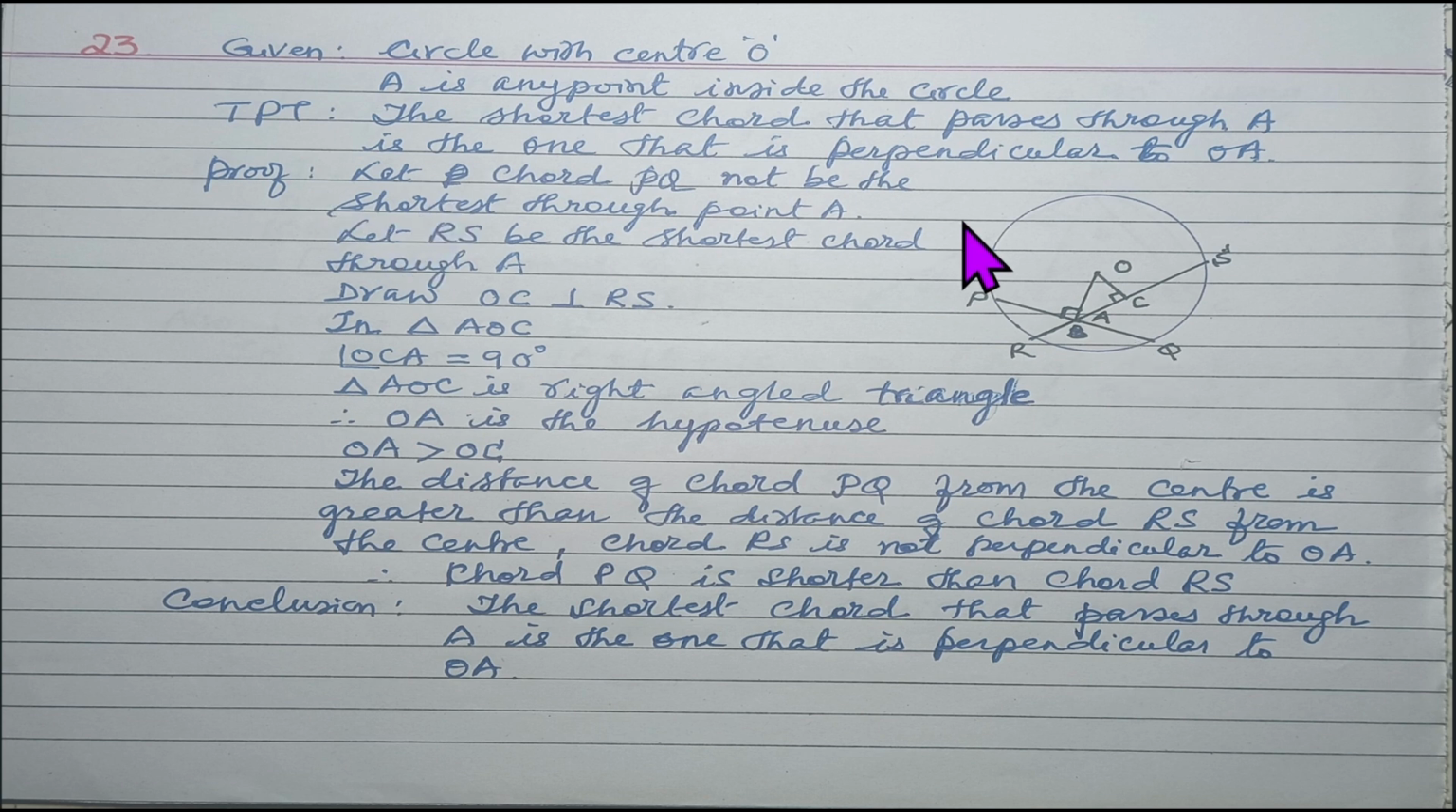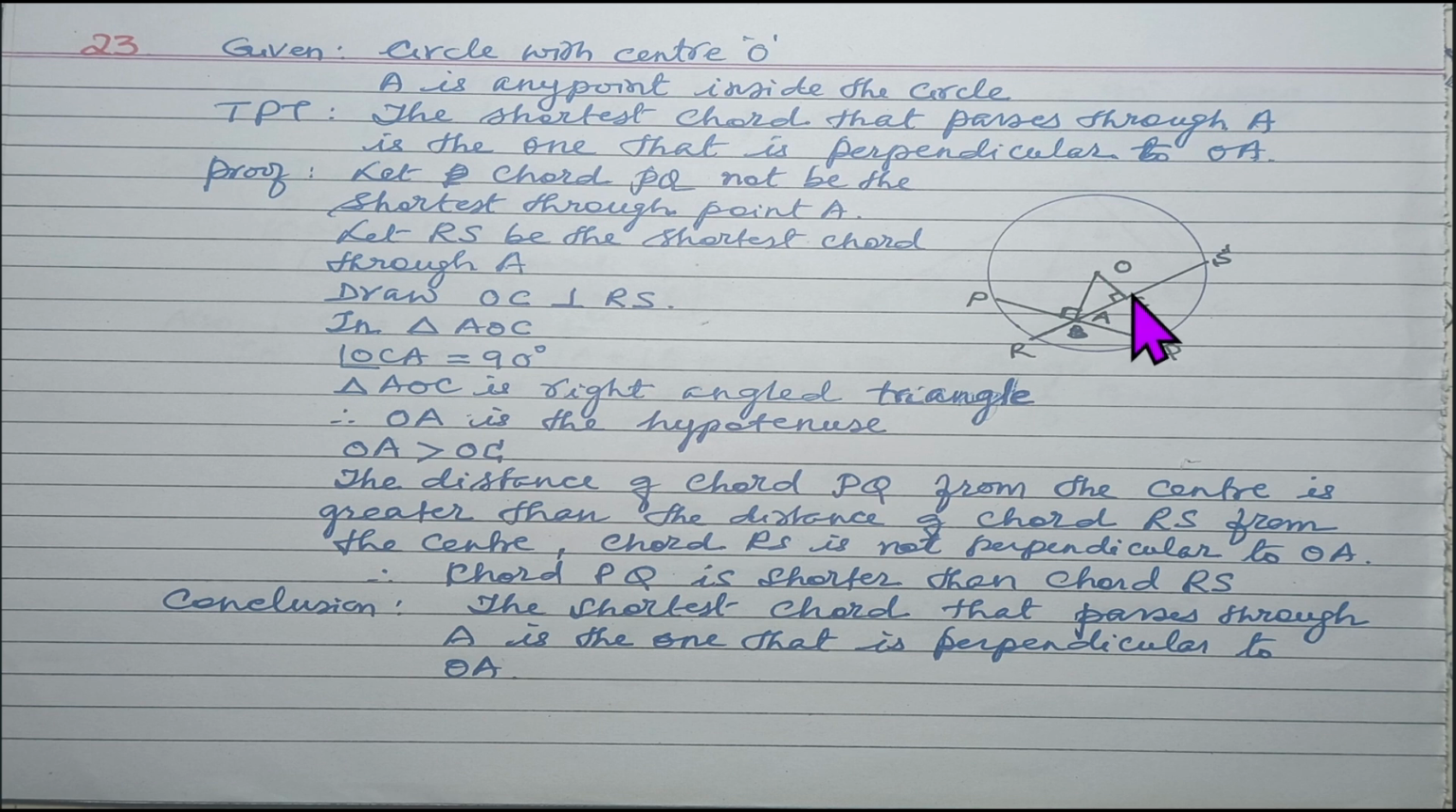Now the proof, I can do it by the contradiction method. Let us consider that PQ is not the shortest. Let RS be the shortest chord through point A. Now draw OC perpendicular to RS. In triangle AOC, it is a right angle triangle. Definitely OA is the hypotenuse and OA is greater than OC.